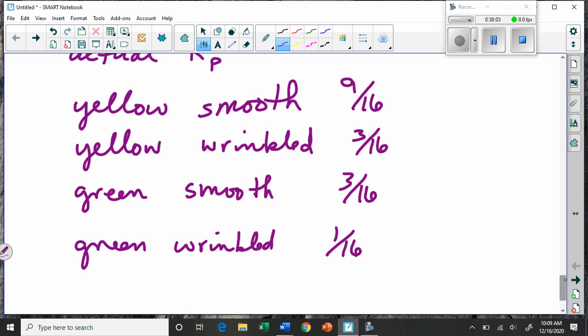Remember, these are the probabilities. It doesn't mean that you're going to have 16 seeds. The 16 doesn't indicate the number of seeds. It just indicates the probability. It means for every 16 of those 5,000 seeds, we would expect these numbers. And the more seeds we make, the closer we would get to these actual numbers. And that's the dihybrid cross.